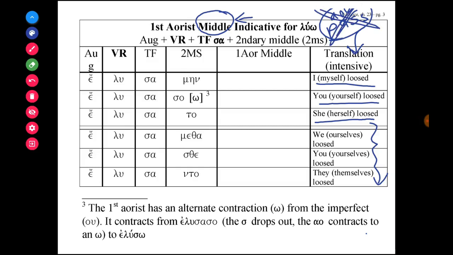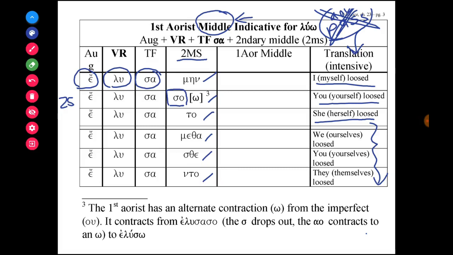And the way we form the first aorist middle indicative is we take the augment, add to it again the verbal root or the stem that we would expect for the aorist form, the tense formative sa, and then the secondary middle passive suffixes: mên, so, to, metha, sthe, nto. Now, like in other tenses, even though so is technically the suffix for the second person singular, we're not going to see it because that sigma is going to drop out and we're going to see some vowel changes.